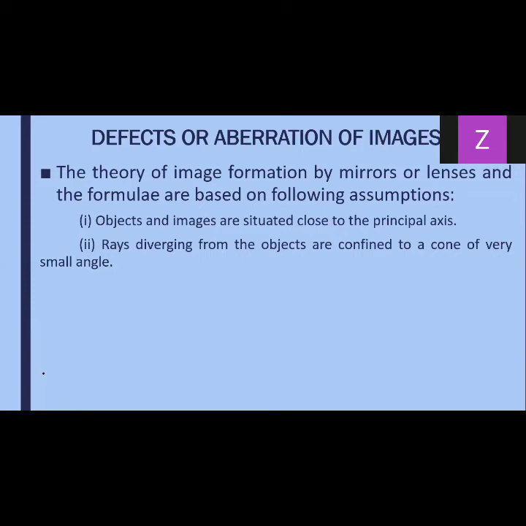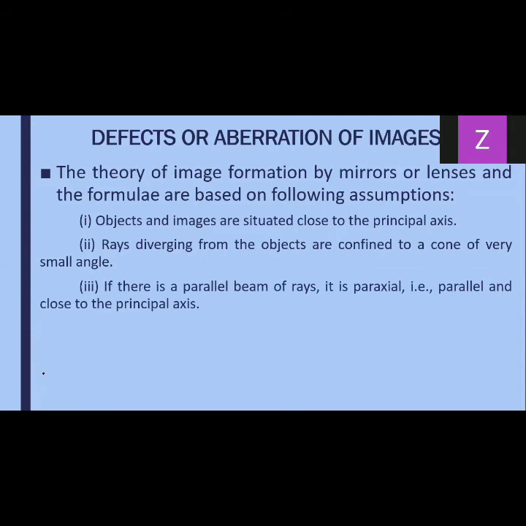Third one, if we have a parallel beam of rays in case of an object at infinity, we consider that they are paraxial. Now I'm guessing you are familiar with this term, it means they are parallel and very close to the principal axis. So these are the assumptions which we have considered when we consider image formation by mirrors or lenses. Now obviously, in reality, this is not how the image is formed. So these assumptions don't hold true in practical image formation.